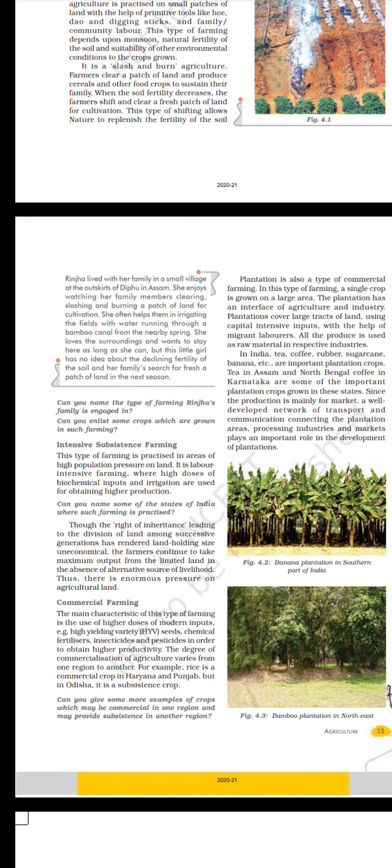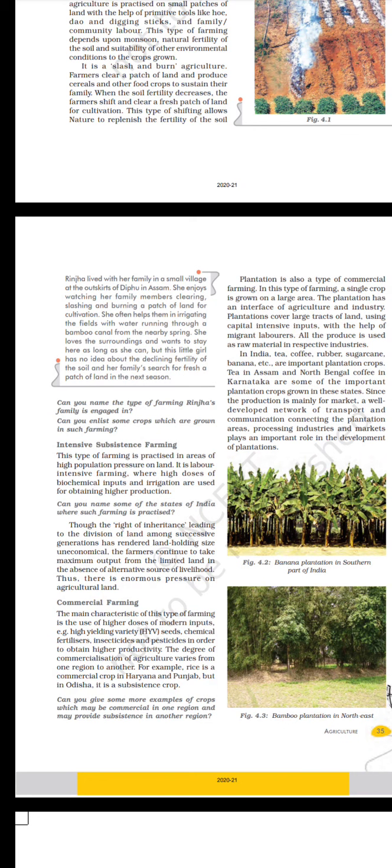Tea in Assam and North Bengal, and coffee in Karnataka, are some of the important plantation crops grown in these states. Since the production is mainly for the market, a well developed network of transport and communication connecting the plantation areas, processing industries, and markets plays an important role in the development of plantations.